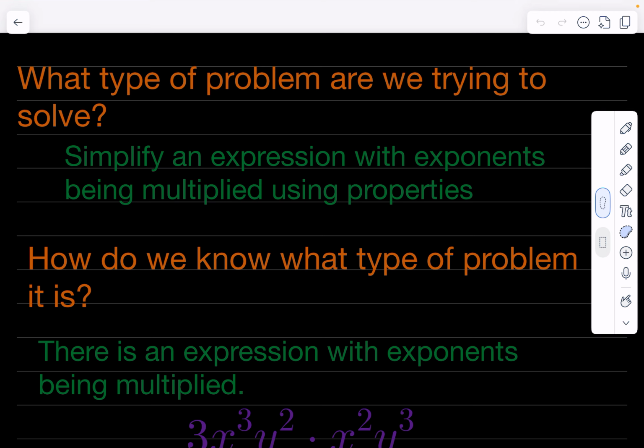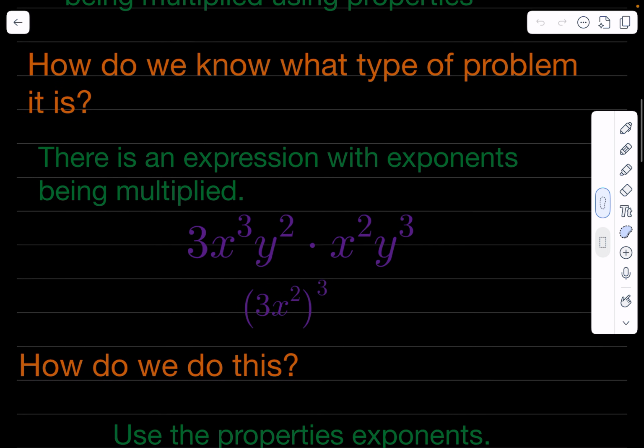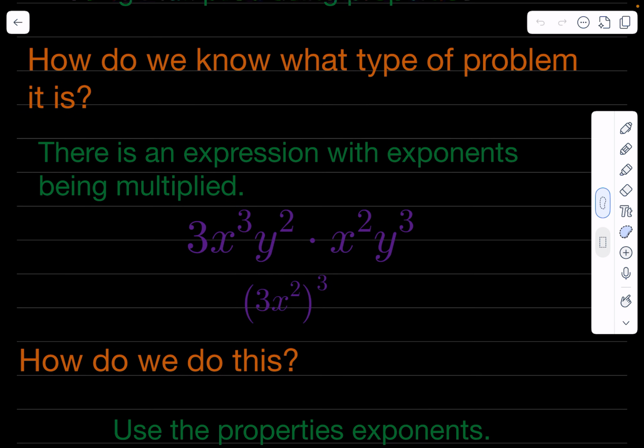This time we're looking at exponents. Same four questions. What type of problem are we trying to solve? We're trying to simplify an expression with exponents being multiplied using our properties of exponents. How do we know what type of problem this is? There's an expression with exponents being multiplied.